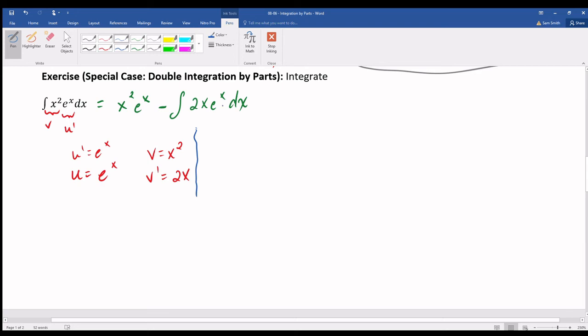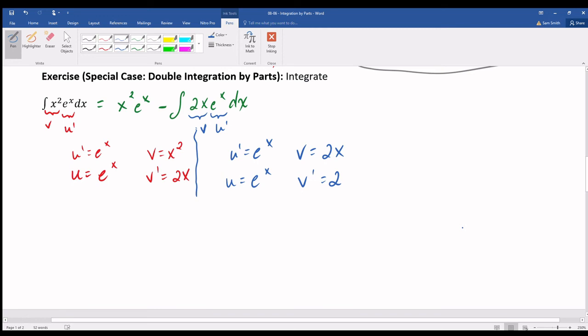What if I once again, in a second iteration, called e to the x u prime, and 2x, what if I called that v? Because if I take the derivative of 2x, it will become simpler. So let's try that. U prime in the second loop is still e to the x, and I will call u e to the x. V in the second loop is called 2x, therefore v prime is 2.